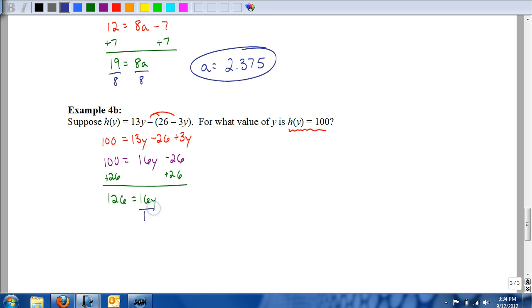Lastly, to solve this, we divide both sides by 16. I get y equals 7.875. So there you go.